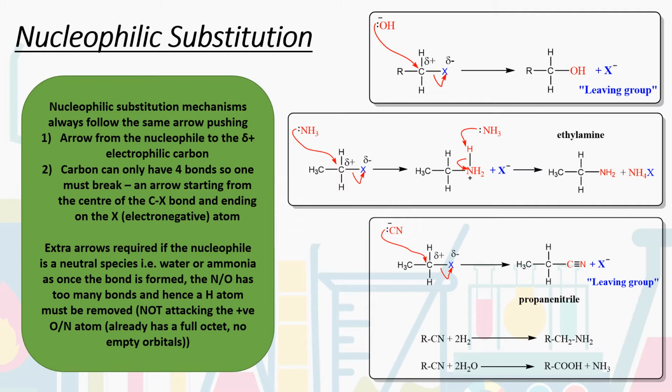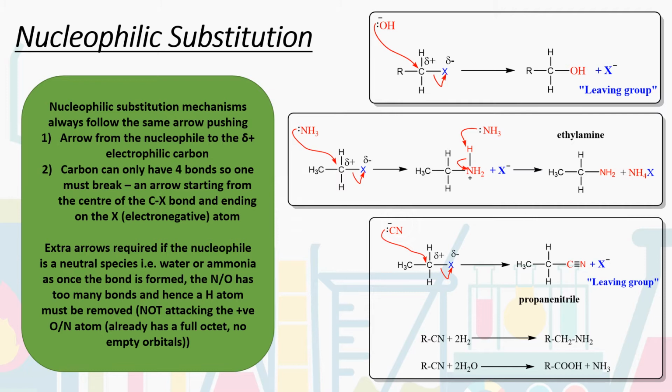The positive charge is on the nitrogen, but we don't have our arrow going from the nucleophile to the positive charge because the nitrogen has 8 valence electrons. It has 4 bonds. We have the 3 to the hydrogens and the 1 to the carbon. These are all normal covalent bonds, and so we have 8 electrons. So there isn't actually any electron deficiency or empty orbitals.